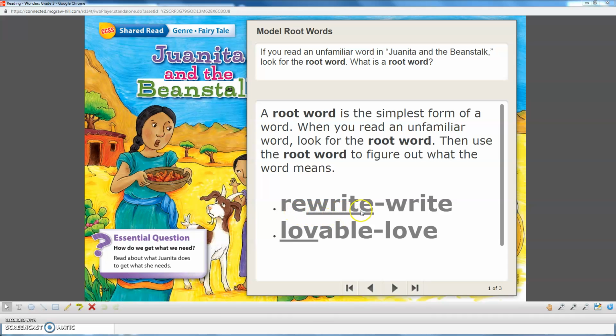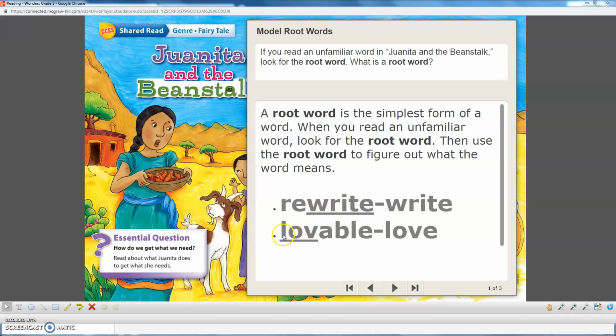The root word write means to use a pen, use a pencil, and write something and put something down on paper. If we put it together with our prefix re, which means to do it again, we know that this means you're going to put something down on paper again.